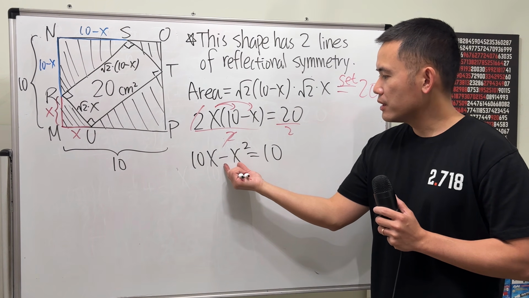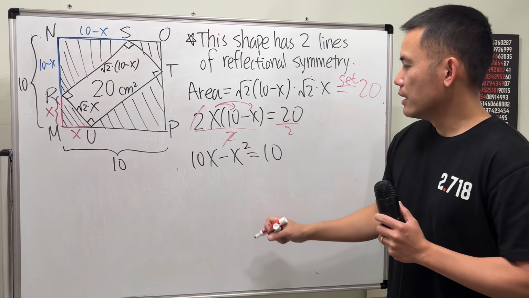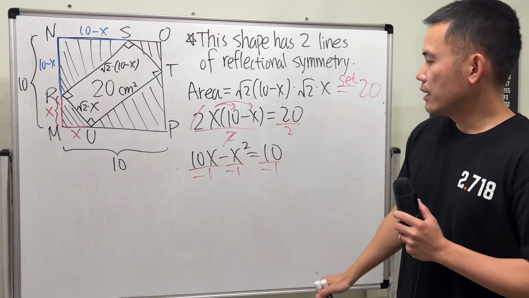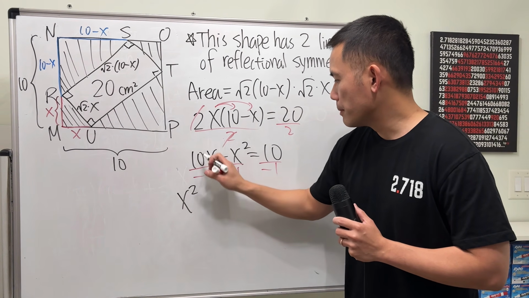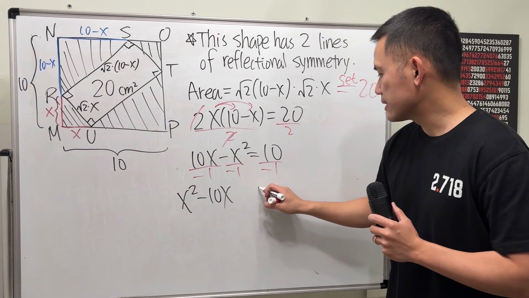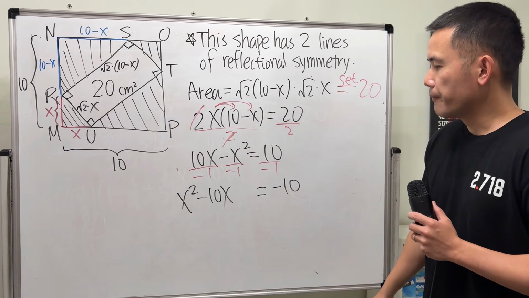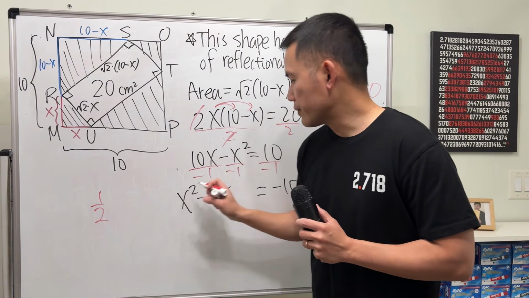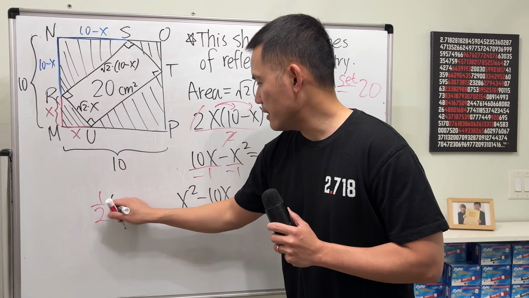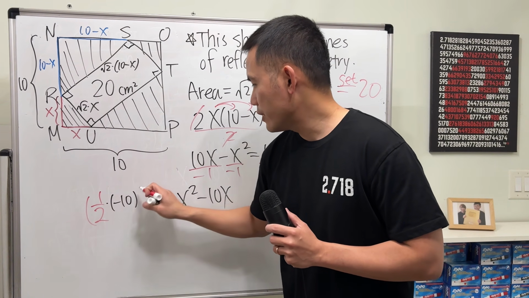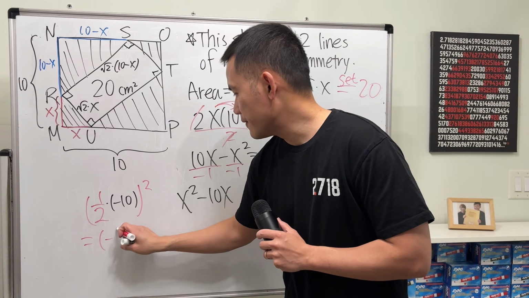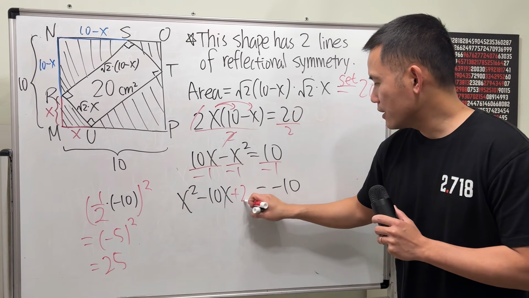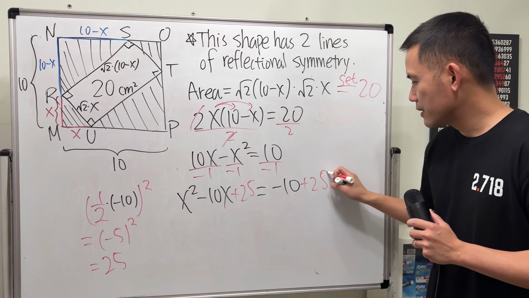However, this right here is negative x squared, right? So I'm going to divide by negative 1. And we get x squared minus 10x equals negative 10. Now, to complete the square, we have to take half of the coefficient of x, which is negative 10, and then square that. That's negative 5 squared, which is 25. So we add 25 here and 25 here.